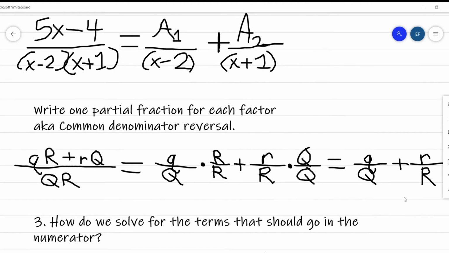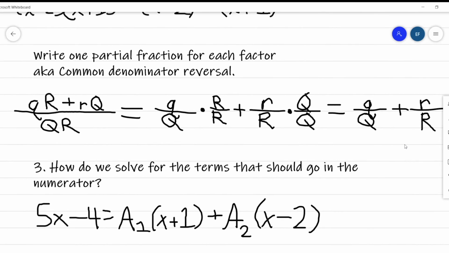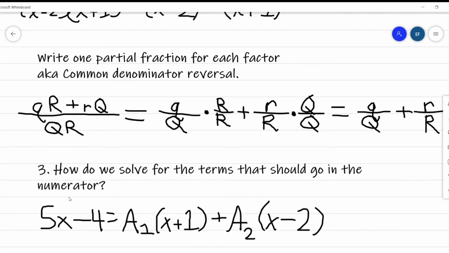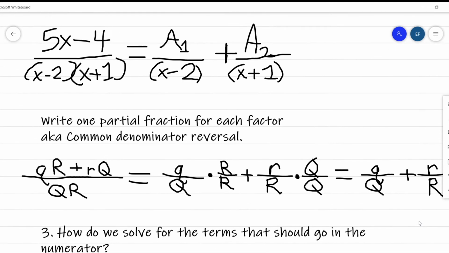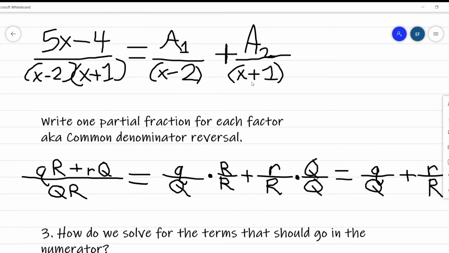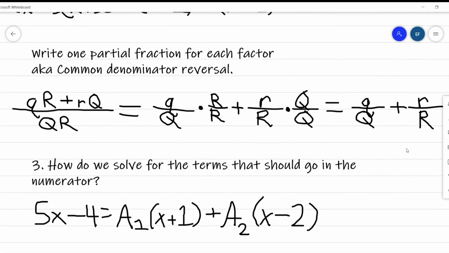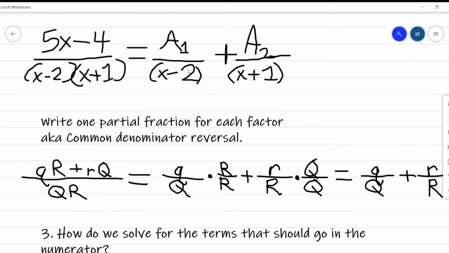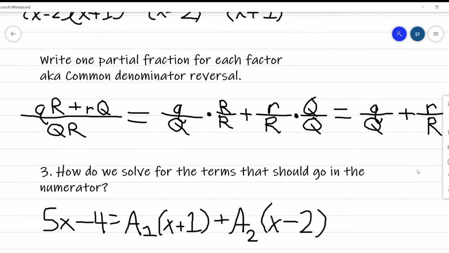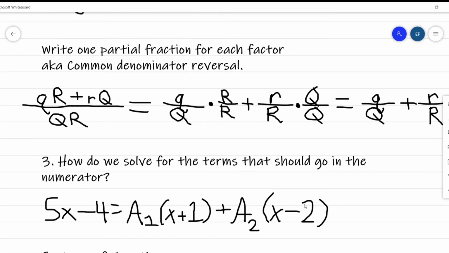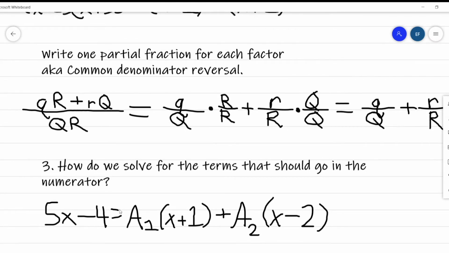So what we're going to do is simplify it like this. So we have the final term, the 5x minus 4 term here on the left, and we know on the right, the A1 will get multiplied by the x plus 1 term. It's because it's multiplied by a common denominator. Same, the A2 will get multiplied by the x minus 2 term, because that's not what's currently in its denominator. So this will be what we're trying to solve. We're solving for two variables, A1 and A2. So how do we solve for these two variables?